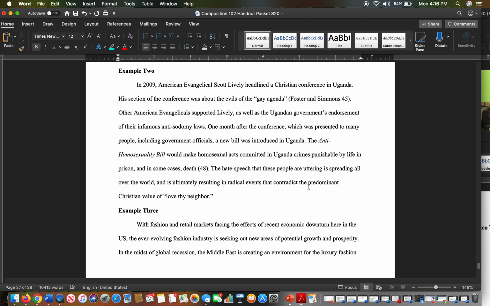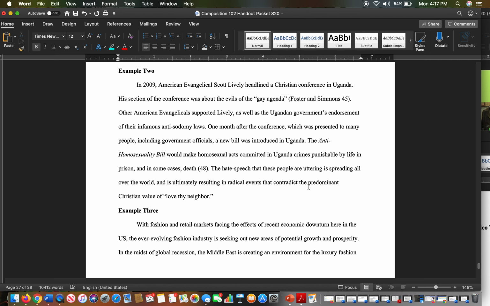And you can imagine an introduction sentence or two that would start with something about the importance of human rights to keep it general, right? And then finally, the hate speech that these people are uttering is spreading all over the world and is ultimately resulting in radical events that contradict the predominant Christian value of love thy neighbor.